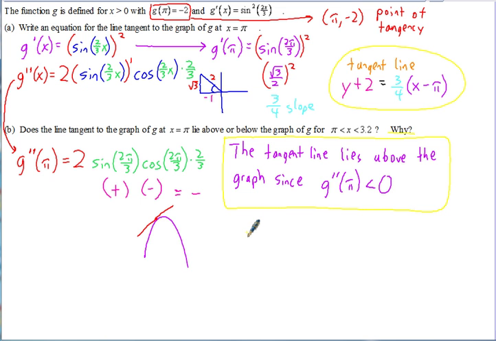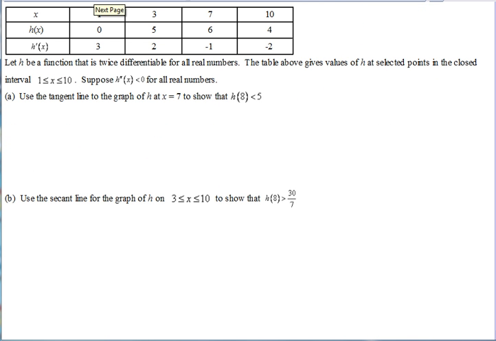Okay, let's take a look at another example here. This one gives us a table of values. First row is x, second row h of x, and third row h prime of x. So it says let h be a function that's twice differentiable for all real numbers. In other words, you can just take the derivative twice everywhere. And the table above gives values of h at selected points in the closed interval from 1 to 10. And then it says suppose h double prime of x is less than 0 for all real numbers. So for part A, it says use the tangent line to the graph of h at x equals 7 to show that h of 8 is less than 5.